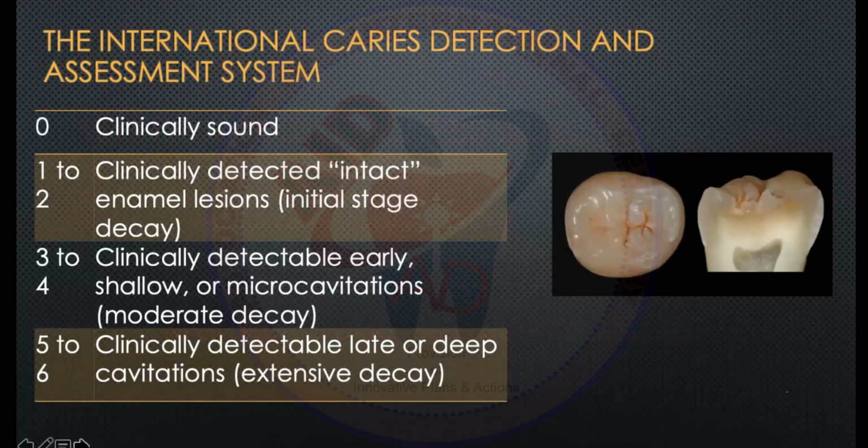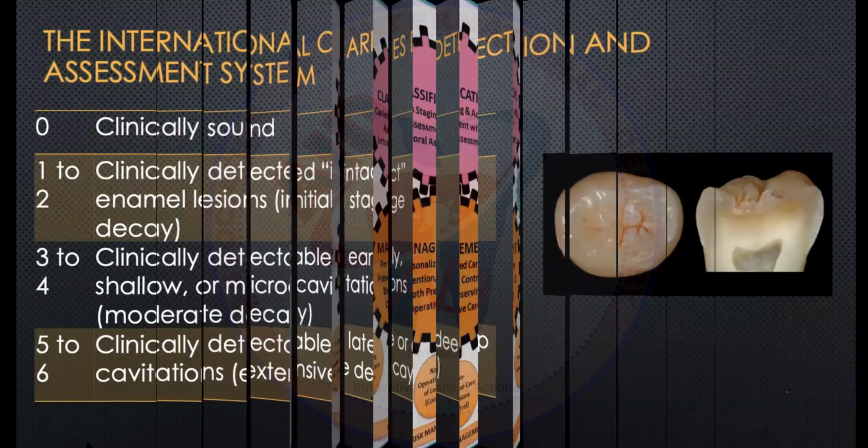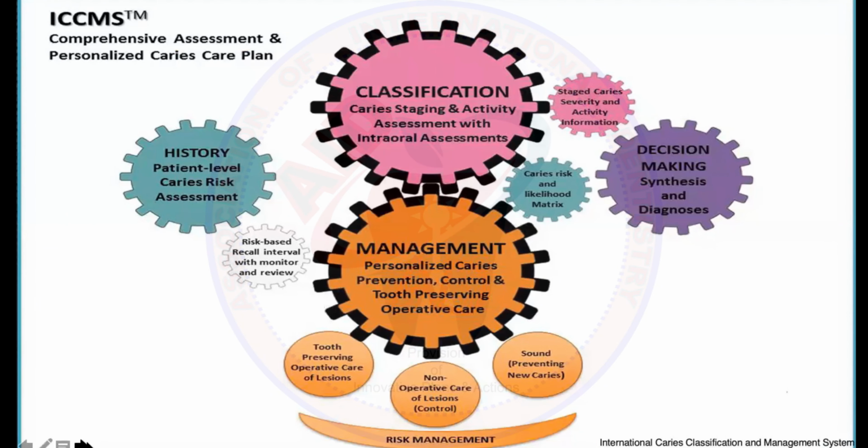Then we have this, I think we have already discussed it, and this is a beautiful system called the International Caries Classification and Management System. This came after ICDAS-2. According to this system, there are a few important things to understand. One is the history of the patient, which we have already discussed. Then we have a classification. Classification doesn't mean class 1, class 2, class 3. No, classification means what is the stage of caries and how active the carious lesion is. And accordingly, we make a plan for that particular patient to manage that carious process.